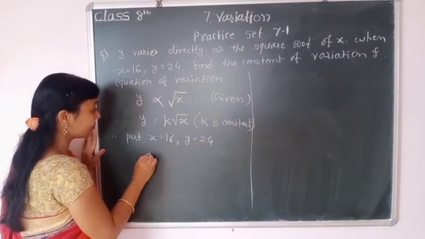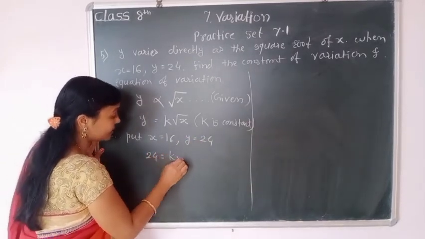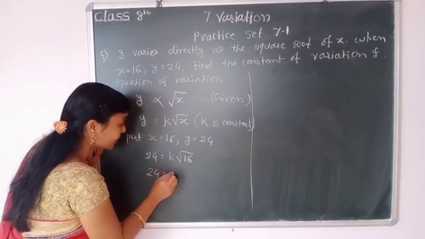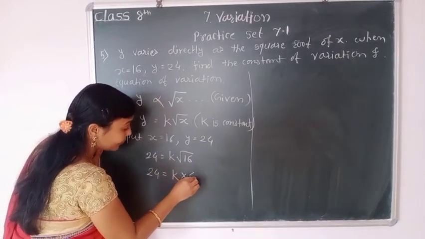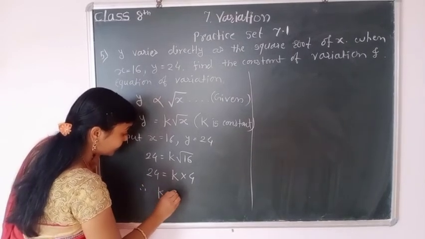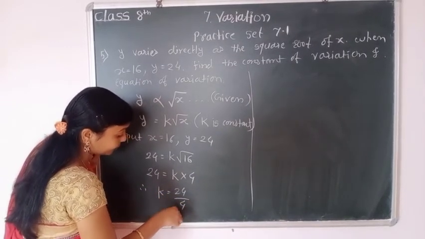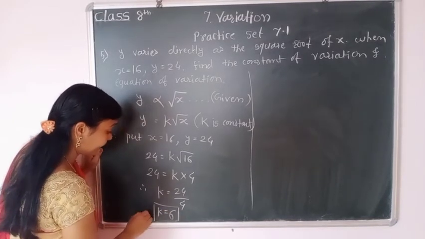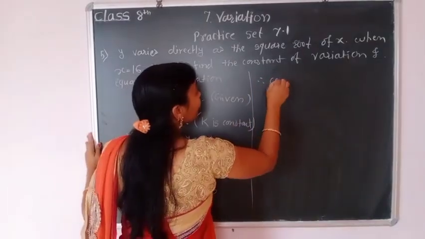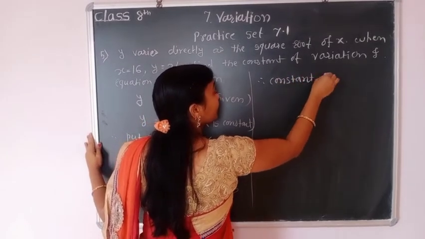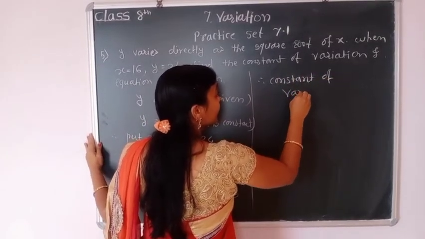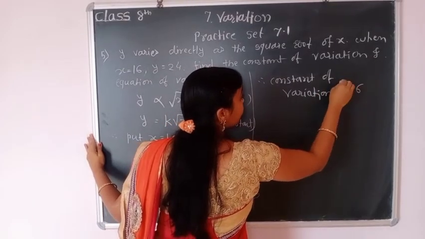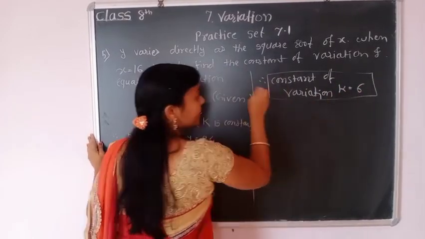Put these values. 24 equal to k into root 16. What is the square root of 16? 4. 24 equal to k into 4. Therefore, k is equal to 24 divided by 4. K is equal to 6. Therefore, the constant of variation k is equal to 6. This is our first answer.